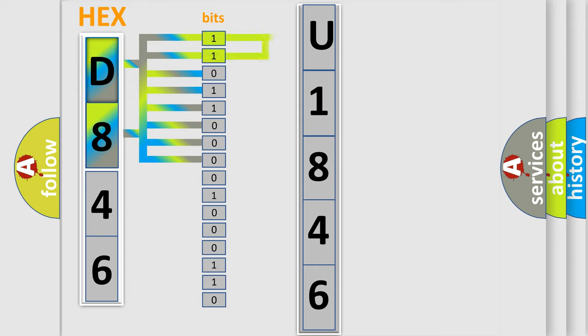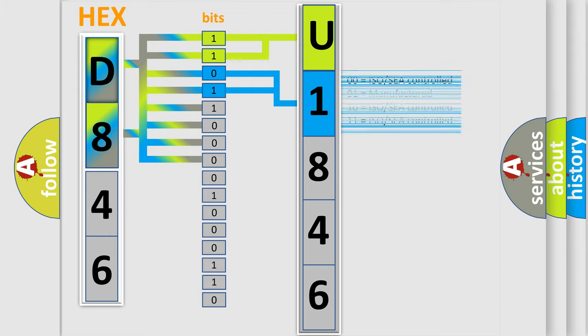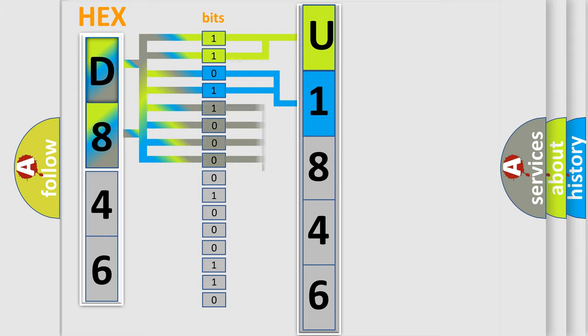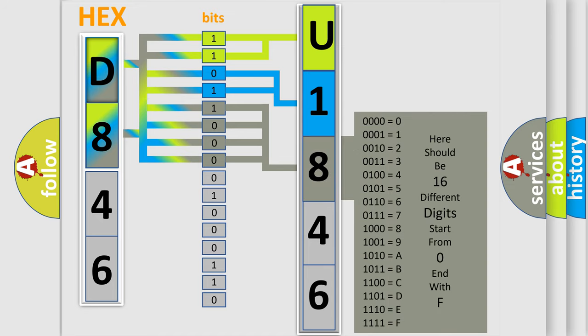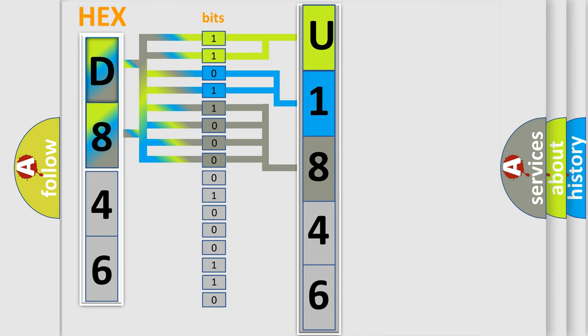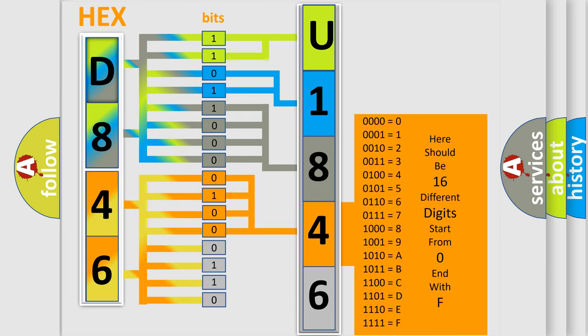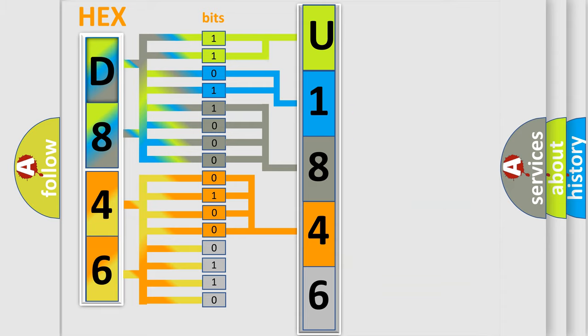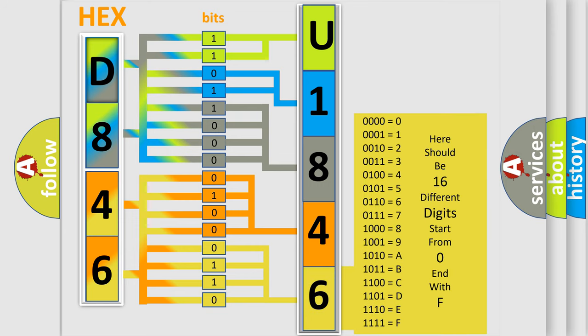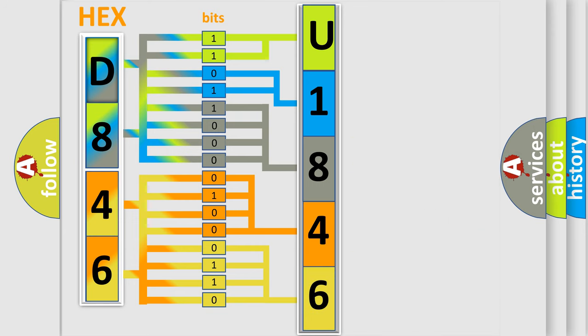By combining the first two bits, the first character of the error code is expressed. The next two bits determine the second character. The last bits of the first byte define the third character of the code. The second byte is composed of a combination of 8 bits. The first 4 bits determine the fourth character of the code, and the combination of the last 4 bits defines the fifth character. A single byte conceals 256 possible combinations. We now know in what way the diagnostic tool translates the received information into a more comprehensible format.